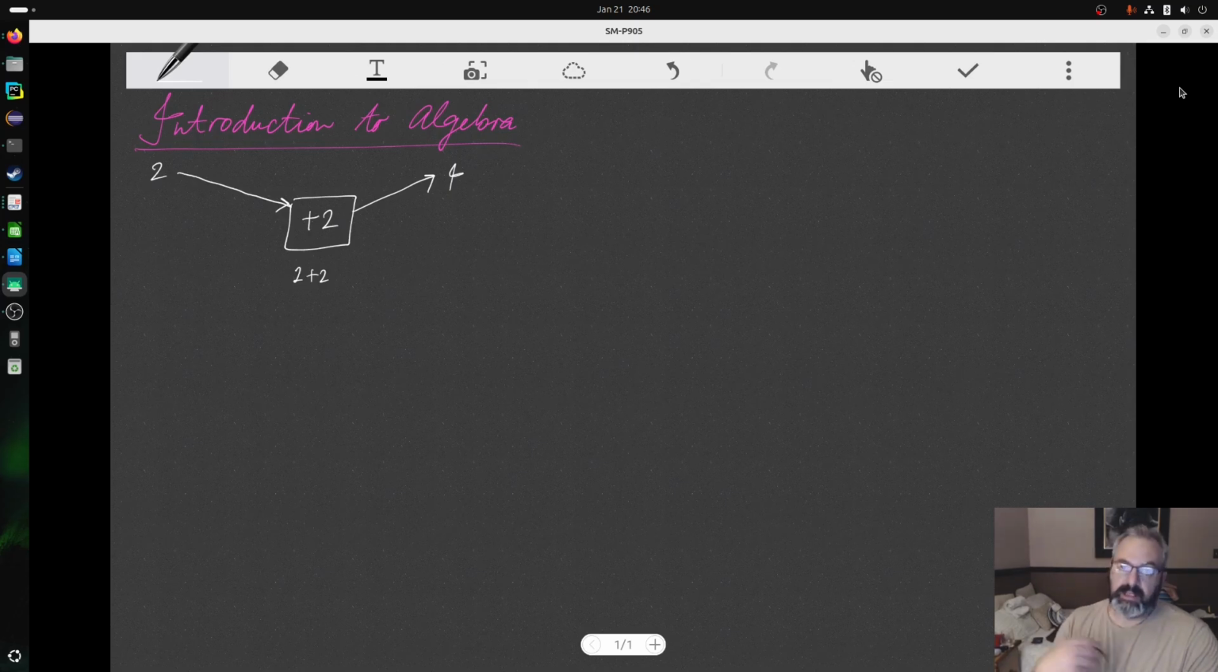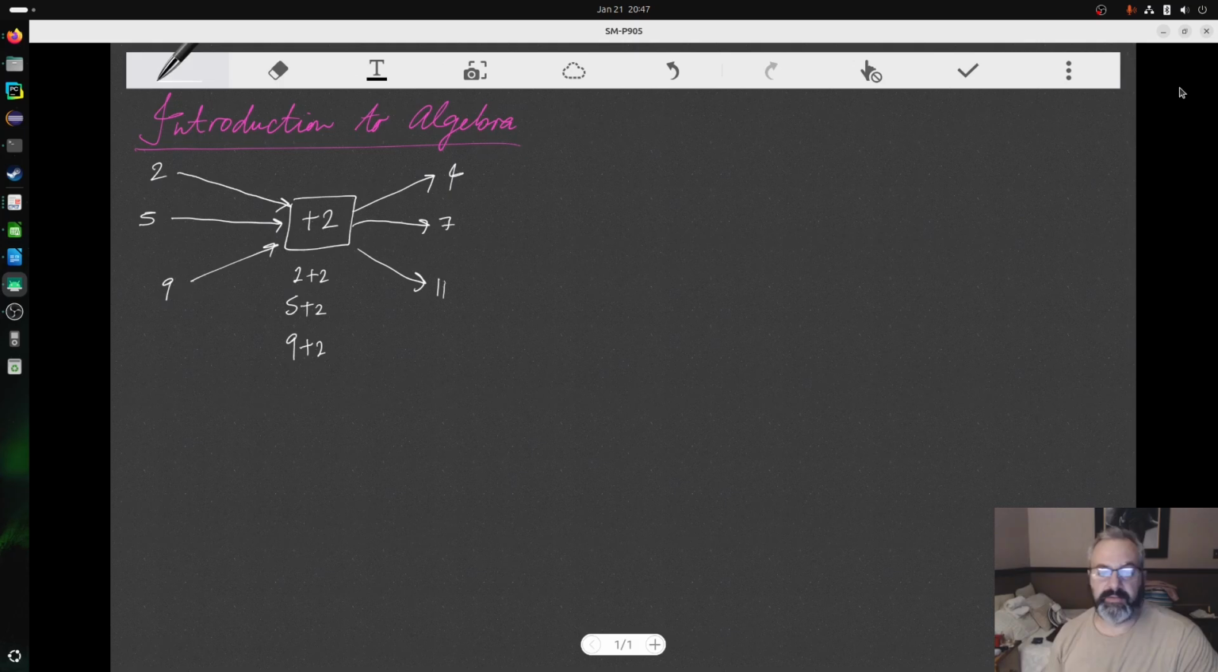And so we can add other numbers to it as well. We can add, let's say, a 5, or we can choose anything. Let's say we choose a 9. So if we add 5 into this mathematical calculation block, then obviously we will get out 7, because 5 plus 2 is 7. And if we add 9, then we'll get out 11, because 9 plus 2 is 11. Okay, very, very easy. I'm sure all of you can understand this.